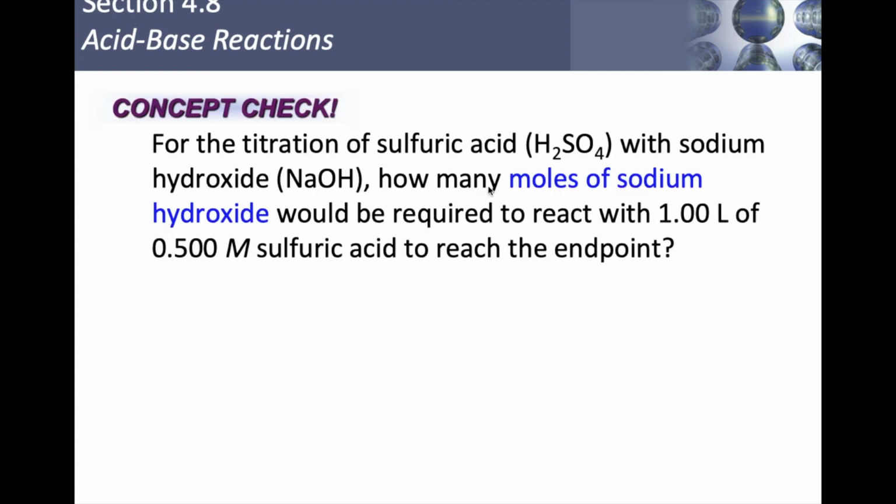So here we go. Let's do a titration here. We're going to mix some sulfuric acid, so again, a strong acid, with sodium hydroxide, and that would be our strong base.